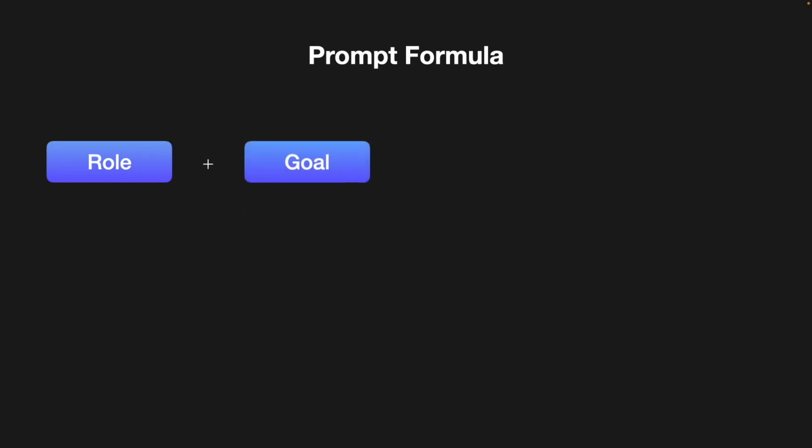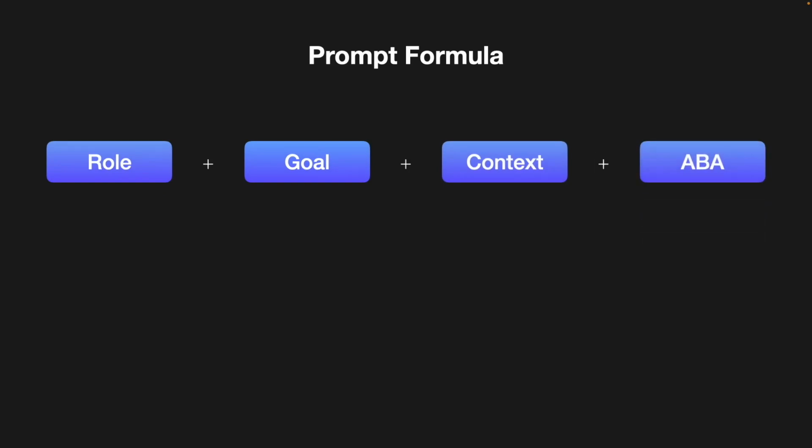So let's look at the formula that we have for the prompt. The first option that we have here is role plus goal plus context plus ABA. As I said, this is the formula that we have. As we go forward, we'll have a separate lecture for each of these elements. But right now, we will only focus on the formula and the goal.